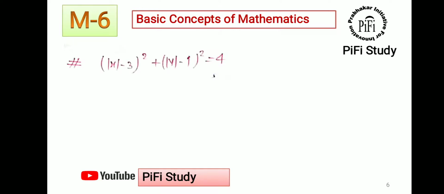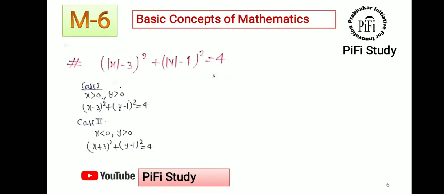If you are asked to plot (|x| - 3)^2 + (|y| - 1)^2 = 1, this is very easy. If mod is not there, then you can simply draw it, it is the equation of a circle, but mod is there, so see how the graph will change.